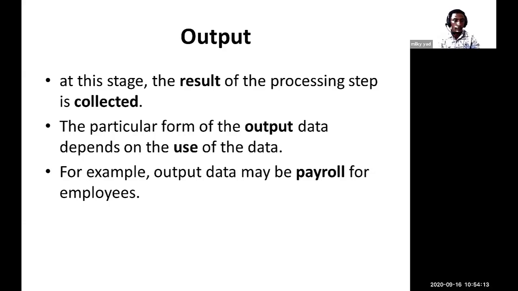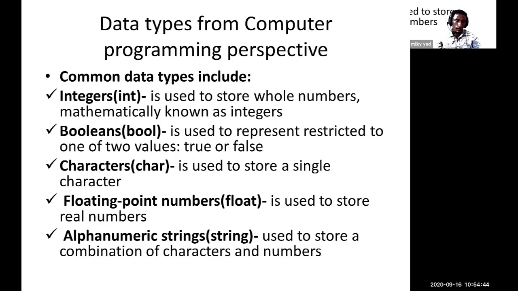So at this stage, the result of the processing step is collected in different formats. The particular form of the output data depends on the use of the data. It may be video, audio, or text. For example, output data may be payroll for employees, or a summary of, for example, student grades based on gender, and so on. So these are the three basic steps.